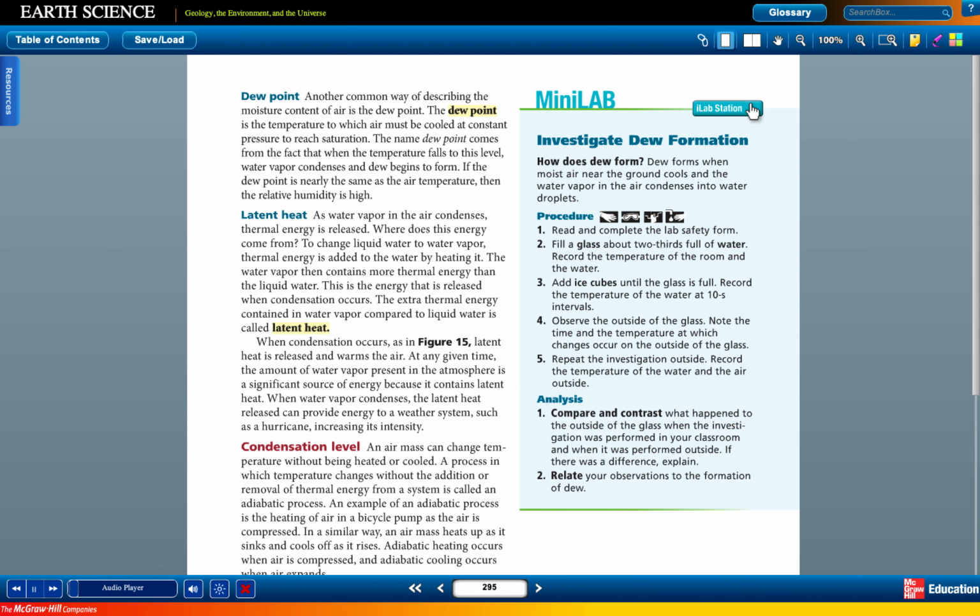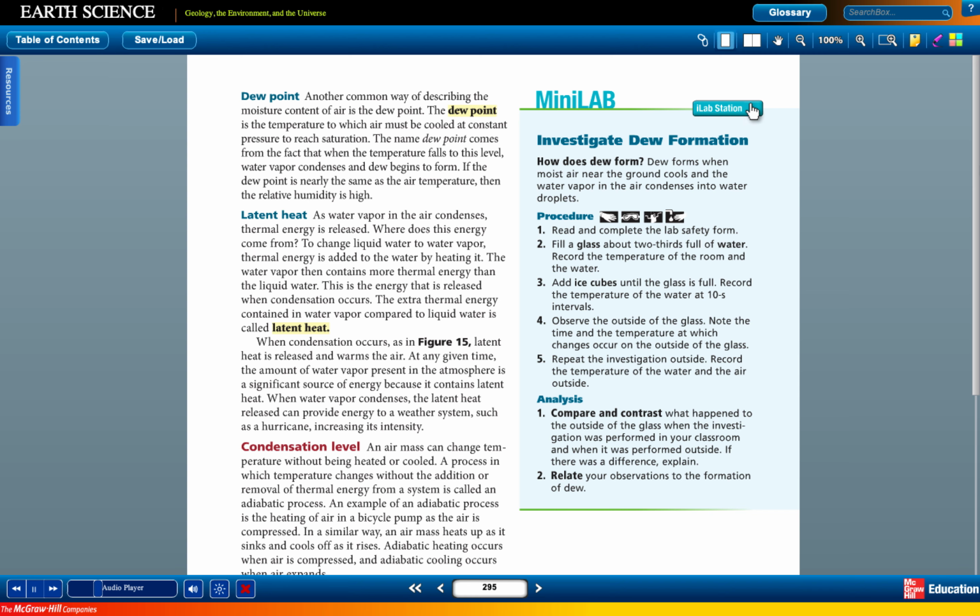Dew point. Another common way of describing the moisture content of air is the dew point. The dew point is the temperature to which air must be cooled at constant pressure to reach saturation. The dew point is often called the condensation temperature because it is the temperature at which water vapor in air condenses into water called dew. If the dew point is nearly the same as the air temperature, then the relative humidity is high.